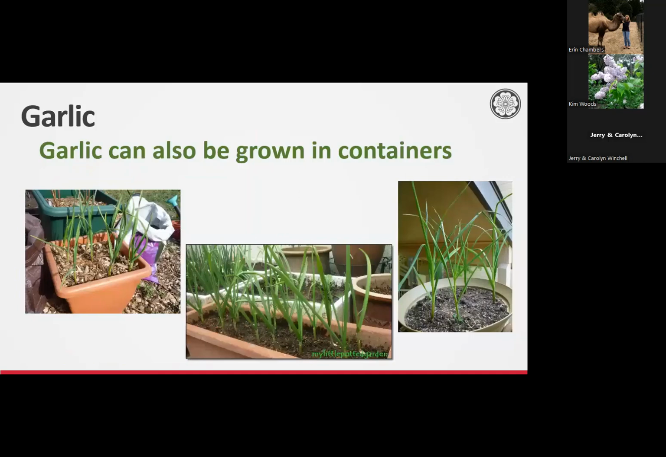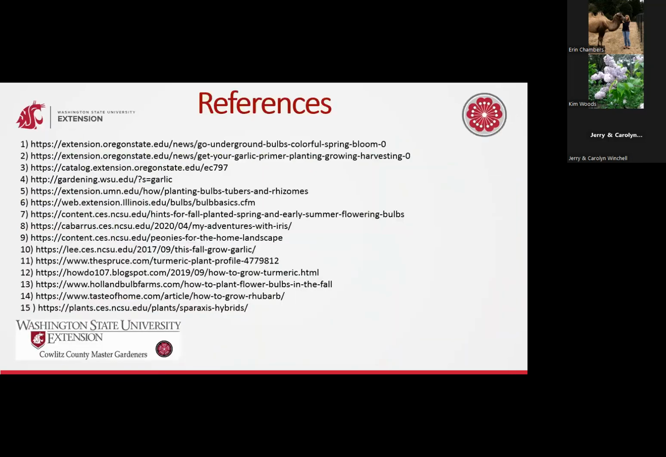So in summary today, I've given you some examples on planting tulip bulbs, bearded iris rhizomes, turmeric rhizomes, peony tubers, rhubarb crowns, and garlic cloves. The references that I used for today's talk are given here. And finally, are there any questions?